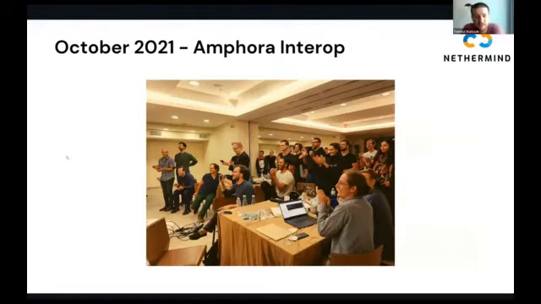Then fast forward to October 2021, thanks to the sponsors that brought everyone together to a fantastic on-site event in Greece. There was Amphora Interop with this famous picture of the first major success of people running everything together. So it's a few days when we were tracking the progress of various interoperability between the consensus layer and execution layer.